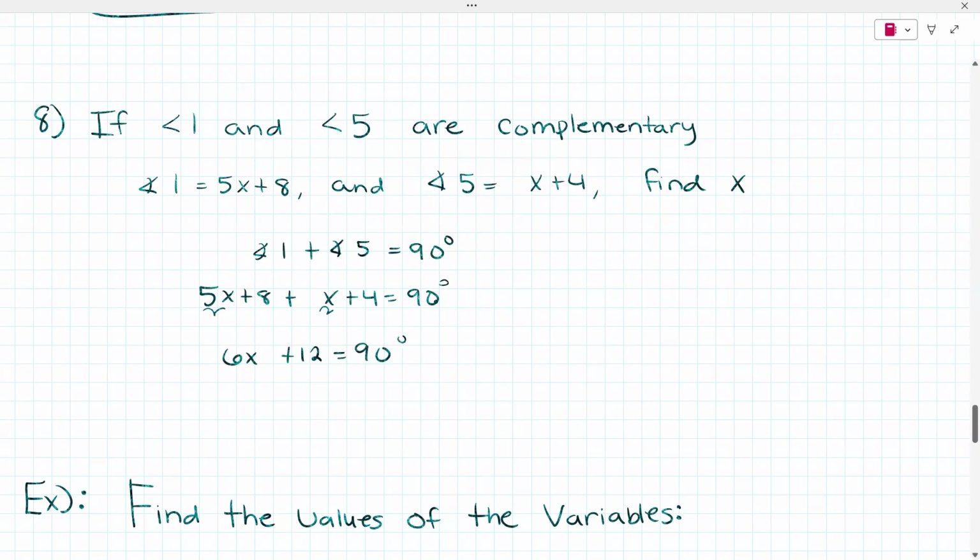And then solve for x, so you just subtract 12 from both sides. You get 6x equals 90 minus 12, which is 78. And solve for x, so divide this by 6. You get x equals 13. So they just want to find out what x is, and x is 13.